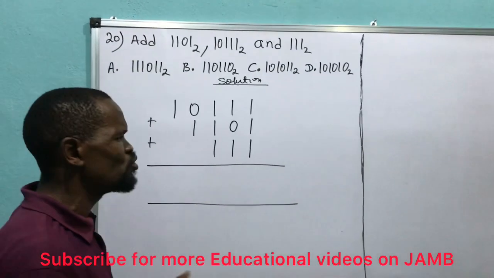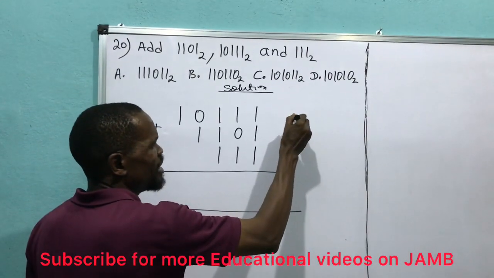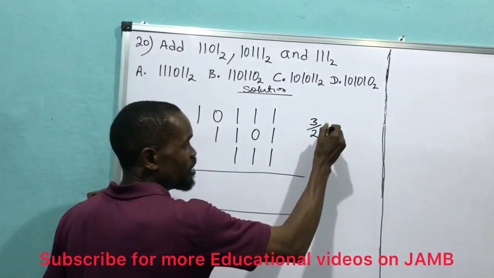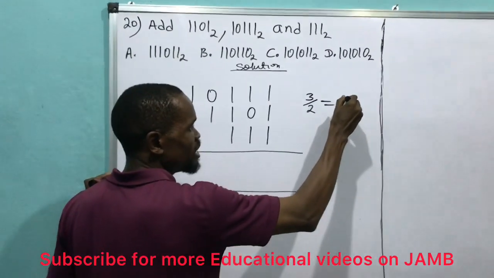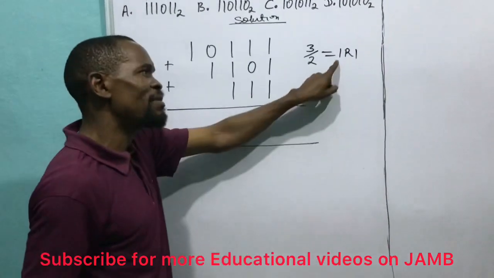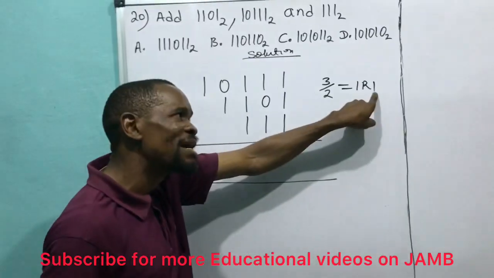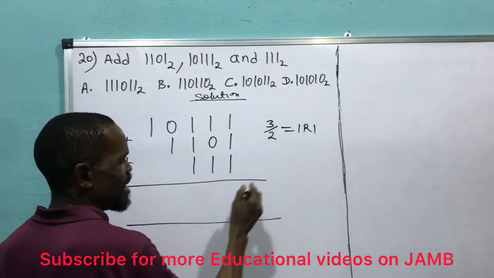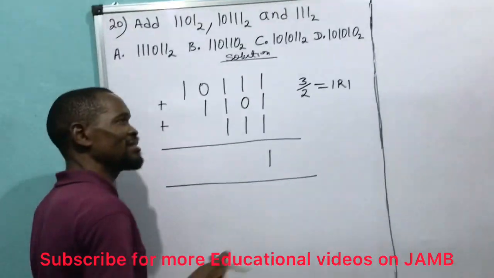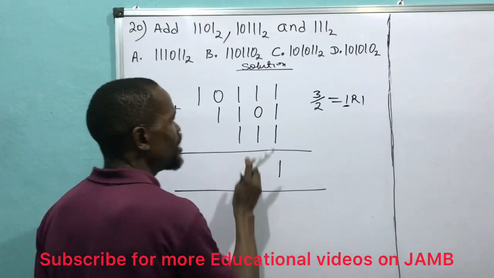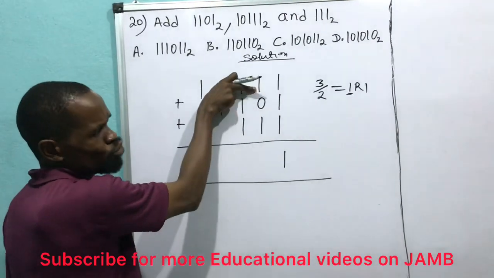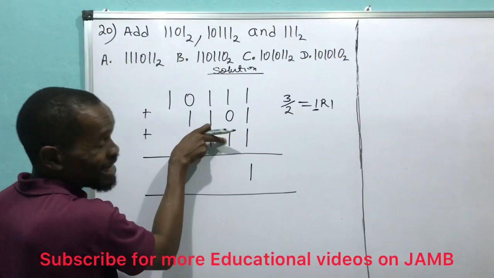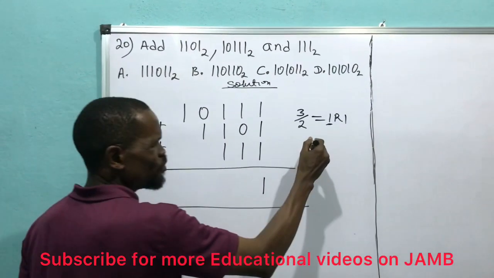No, it's above 2. Therefore, I will now do 3 divided by 2, because it's above 2, and it will give me 1, which is my quotient, and remainder 1. I will write down my remainder and carry my quotient over. Look at my remainder, 1. I write it and carry my quotient, which is 1. Taking it, putting it here, it becomes 2 plus 0, 2 plus 1, gives me 3.